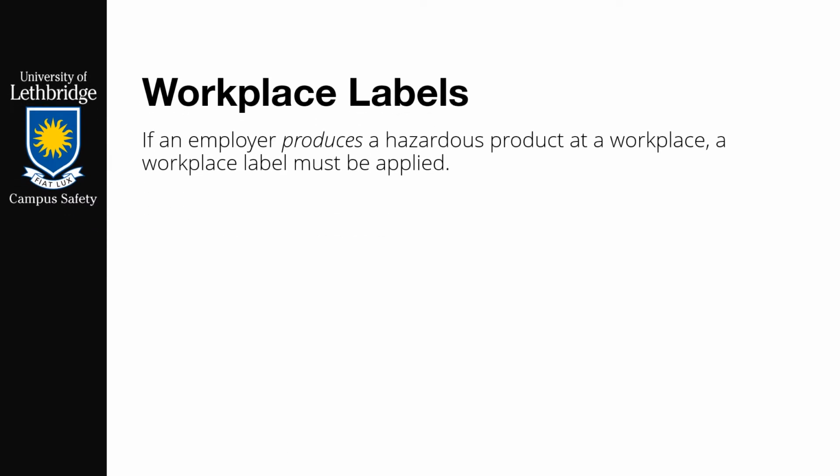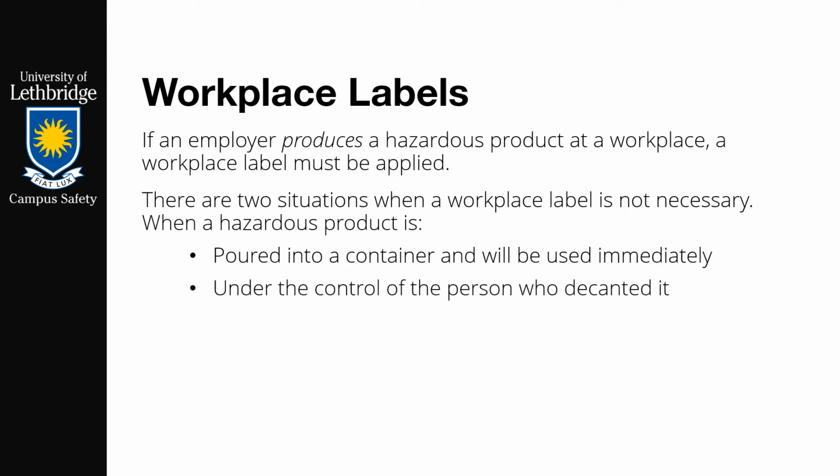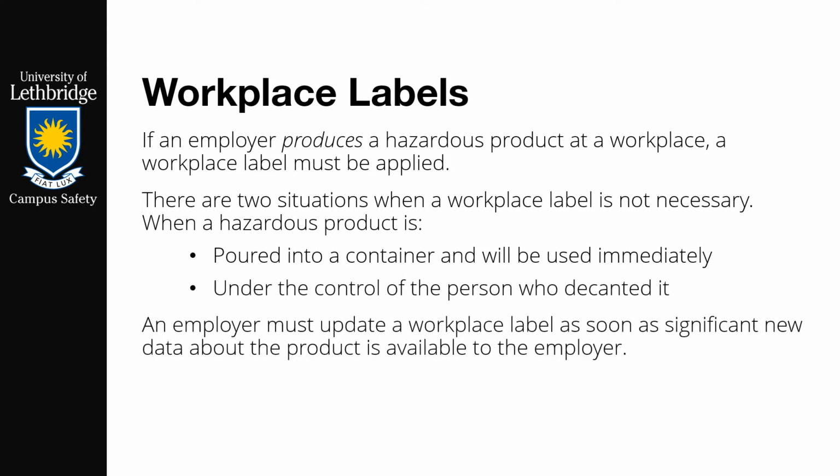If an employer produces a hazardous product at a workplace, then a workplace label must be applied. There are 2 situations when a workplace label is not necessary. Those are when a hazardous product is poured into a container and will be used immediately, or when a product is under the control of the person who decanted it. An employer must update a workplace label as soon as significant new data about the product is available to the employer.